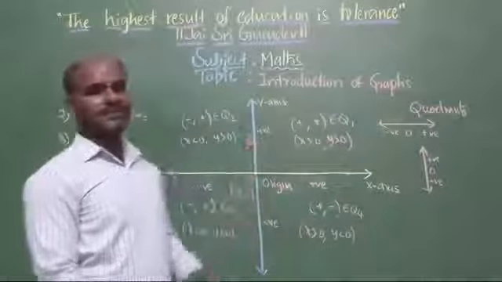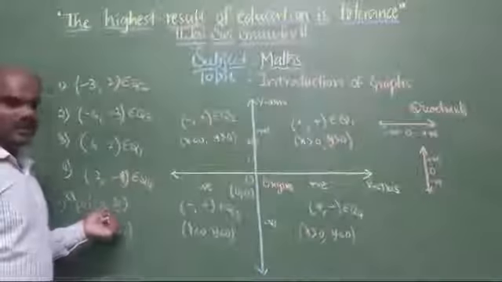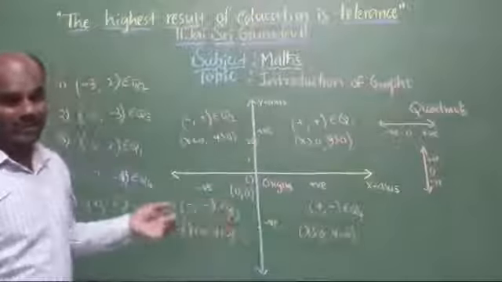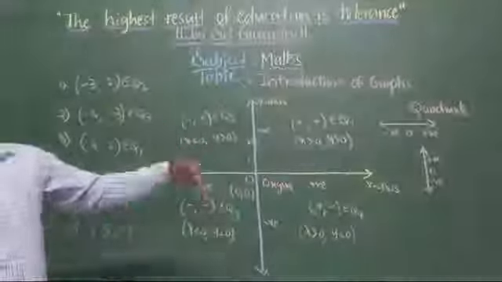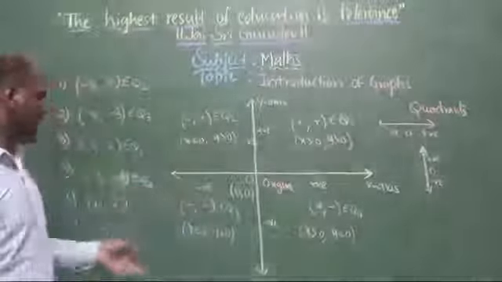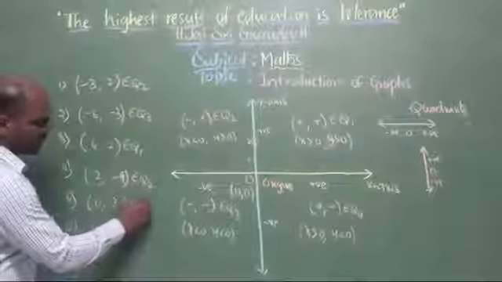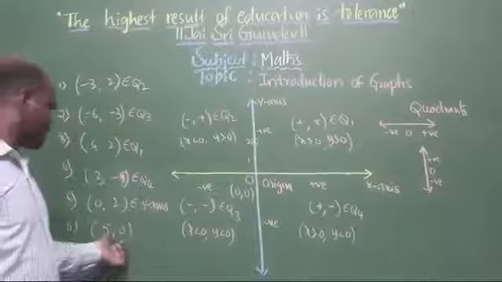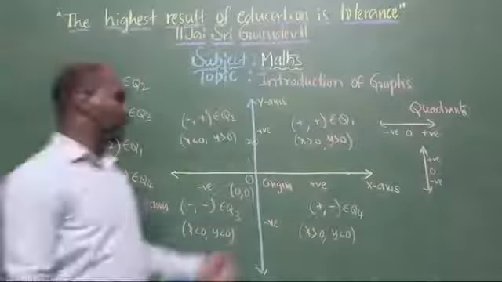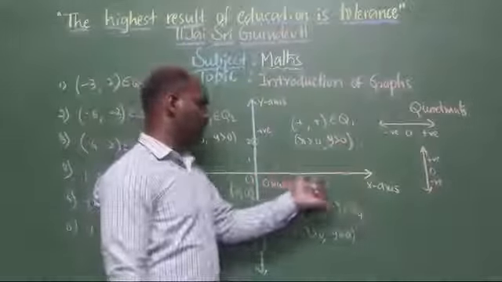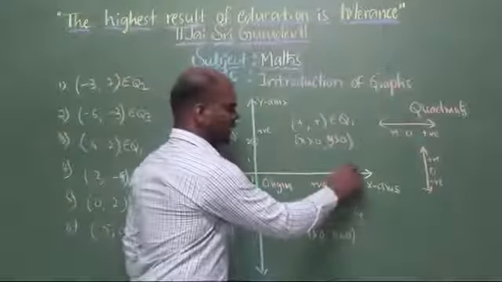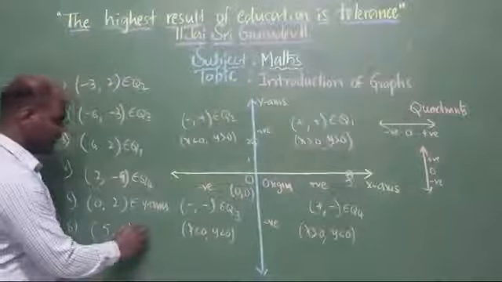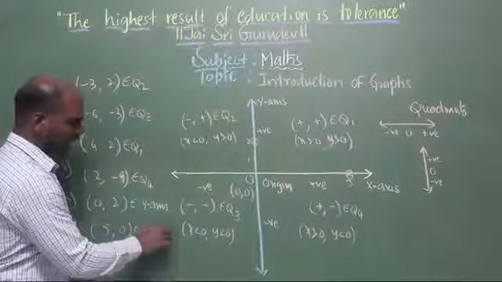When the x-axis value is 0 and the y-axis value is something else, the point is on the y-axis. So it belongs to the y-axis. Next, 5, 0 means 5 is on the x-axis and the y-axis value is 0; counting 1, 2, 3, 4, 5 we reach it. That point is on the x-axis, so it belongs to the x-axis.